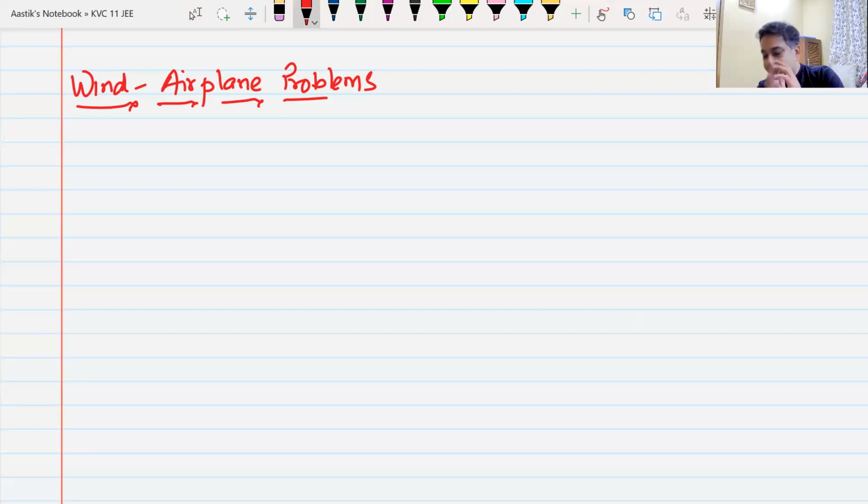Rain Man problems. They're not similar to Rain Man problems. Airplane has to go somewhere. Boat had to go somewhere. This man was just roaming with the umbrella in his hand. He had nothing to do. So these problems are similar to?